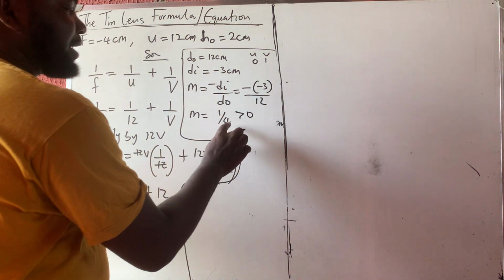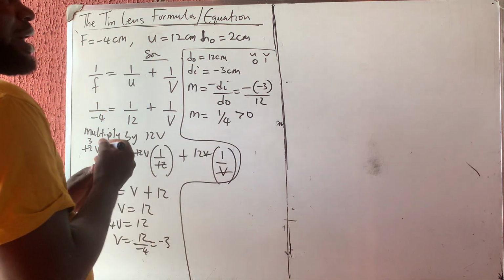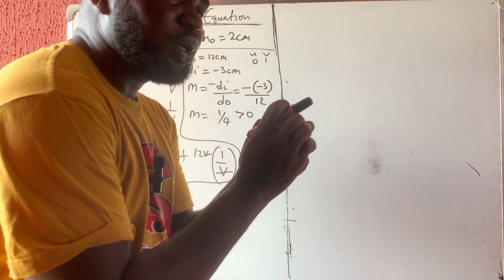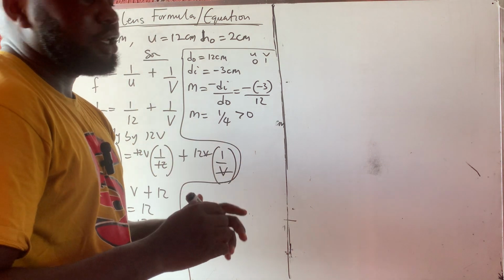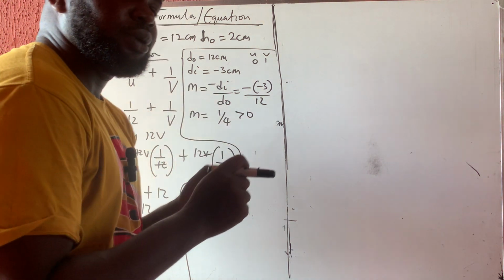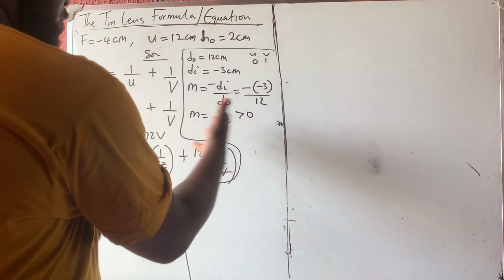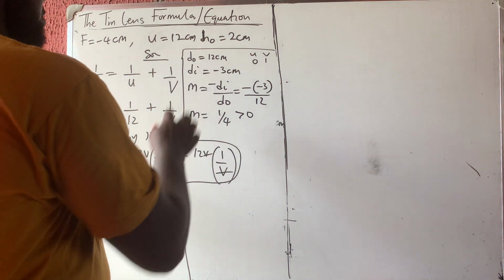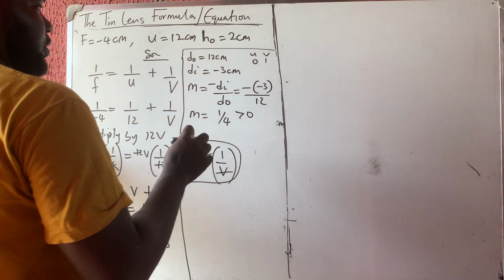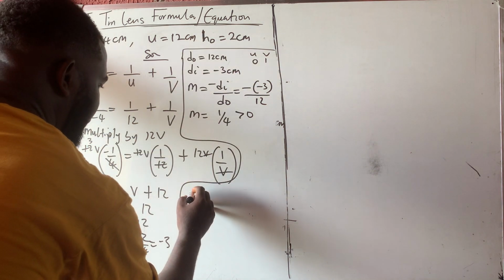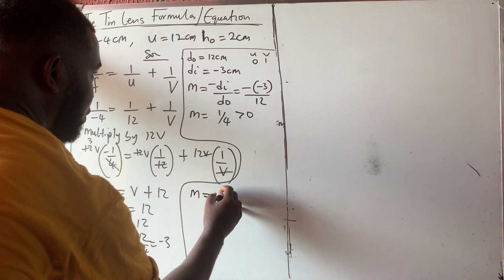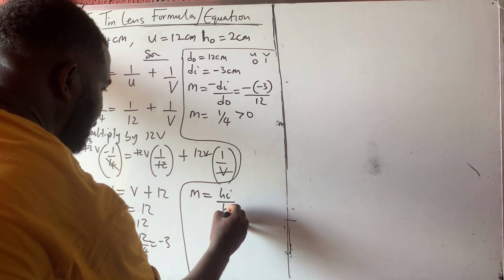But if it is greater than 1, then it means that the image is enlarged. If it is less than 1, then it is reduced. Okay, it is reduced. So let us check if it is really reduced. The image is reduced, but let us check if it is true. From here, I know that my magnification is equal to H of I over H of O.